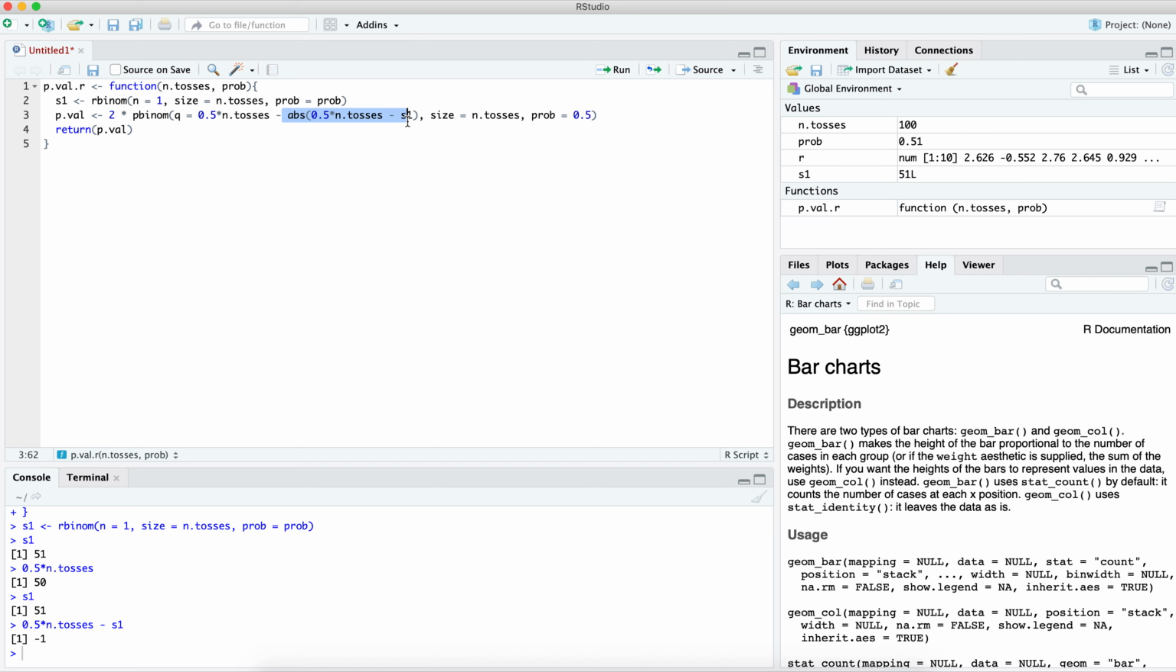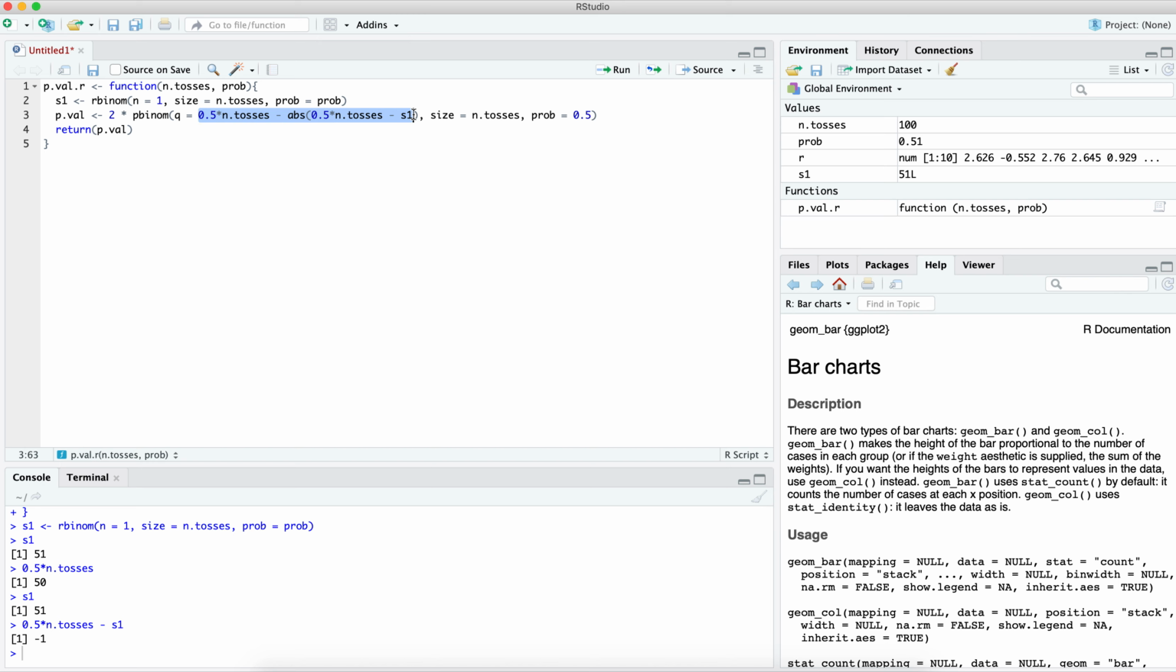So 49 is as extreme as 51, but it's to the left of 50. So it's like the lower extreme value, right? So if S1 were 49, what I would get is, again, just 49 back, because I would do 50 minus 49, absolute value, that's still 1, minus 1, so I get 49 back. But the reason why we do absolute values is because this could be positive or it could be negative. So I always want to get the lower extreme value. Like if I get 55, I want 45. If I get 45, I also want 45, right?